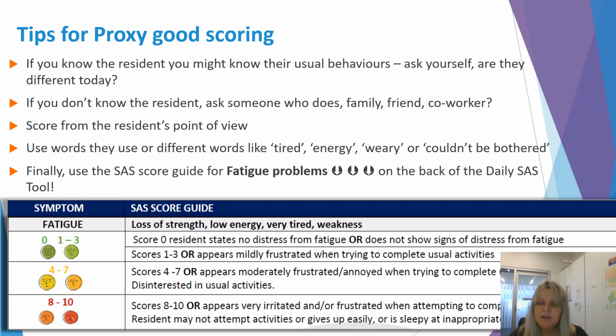If there are family or friends available, you can speak to them about what they think the distress level would be for this symptom. Or of course, you can speak to another one of your co-workers and discuss how much you think the resident appears to be distressed from their level of fatigue. We also have the descriptors in the score guide, which you'll see on the screen in front of you. And that gives you a little bit of a description of what the resident may look like for these levels of distress in relation to fatigue.